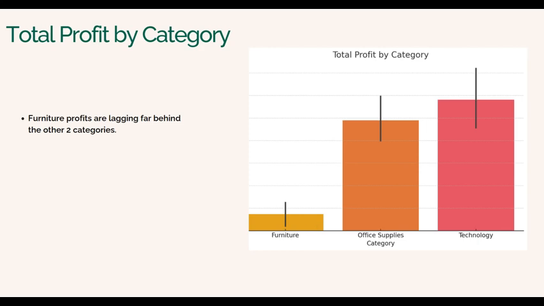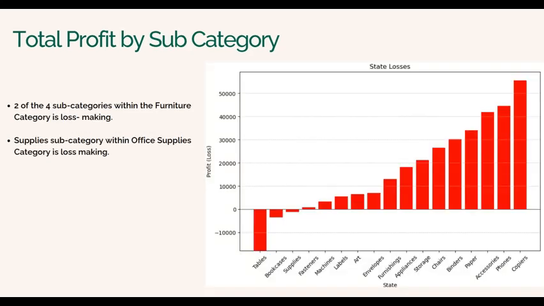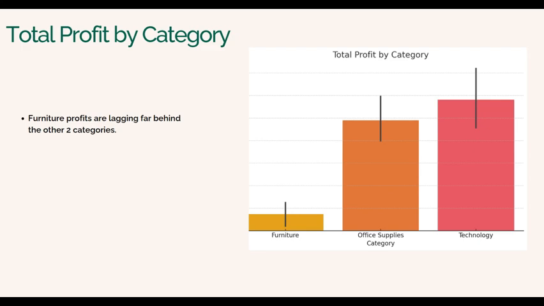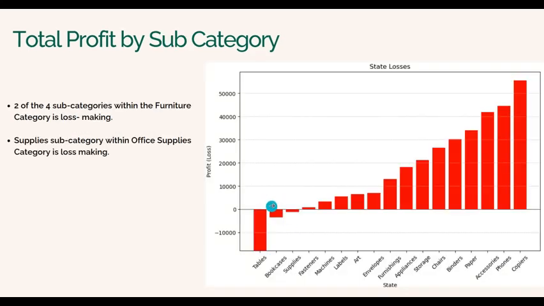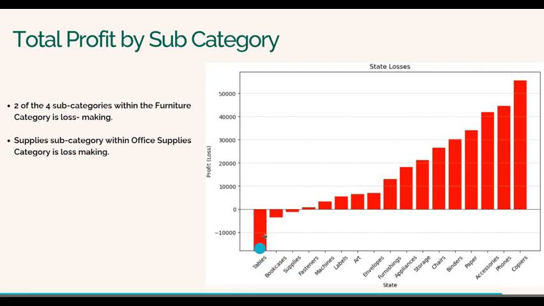And lastly, we move on to the analysis of profits by subcategory. These are the 17 subcategories, and you can see that out of the 17, 3 are loss making. Previously we mentioned that the furniture category is lagging behind very much in terms of profit as compared to the other 2 categories. Even if you look at the 3 loss-making subcategories, the two most loss-making ones, tables and bookcases, are part of the furniture category.